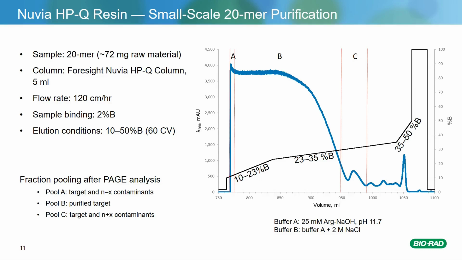So fraction pooling after the PAGE analysis shows the three areas listed in A, B, and C. Pool A contained the target and N-X contaminants. Pool B contained our purified target, and pool C contained our target plus N plus X contaminants.